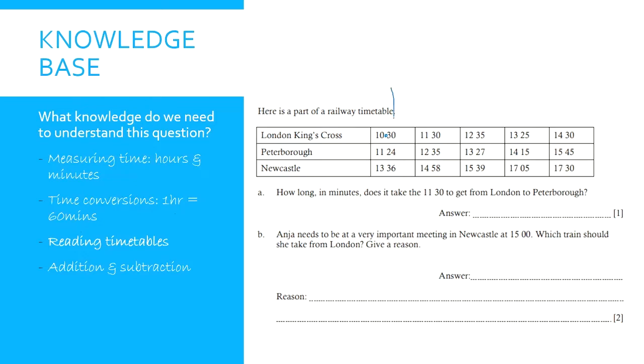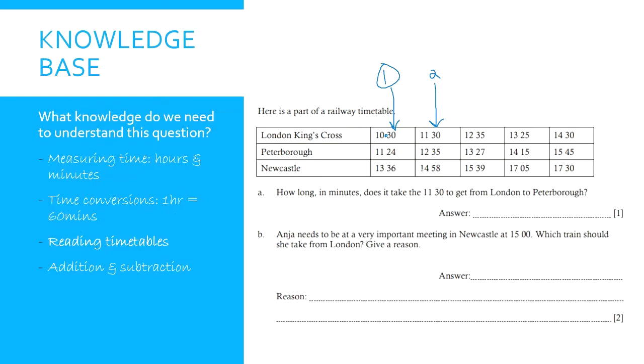The columns tell me where every single train stops on the timetable. So if I've got train number 1, it goes to King's Cross at 10:30, it goes to Peterborough at 11:24, and it goes to Newcastle at 13:36. Train number 2, going down here, goes to the exact same places, King's Cross, Peterborough, and Newcastle, and these are the different times that it arrives at each of those locations.